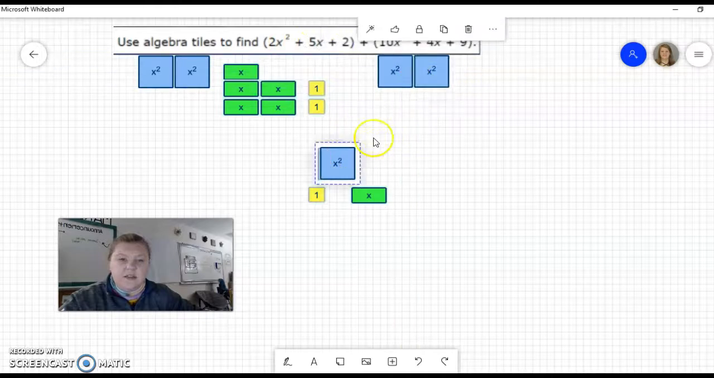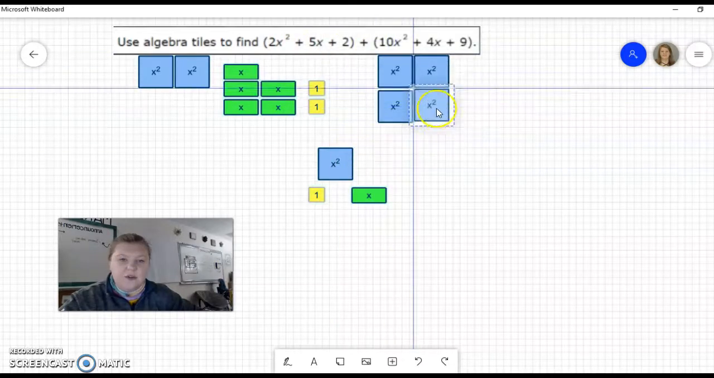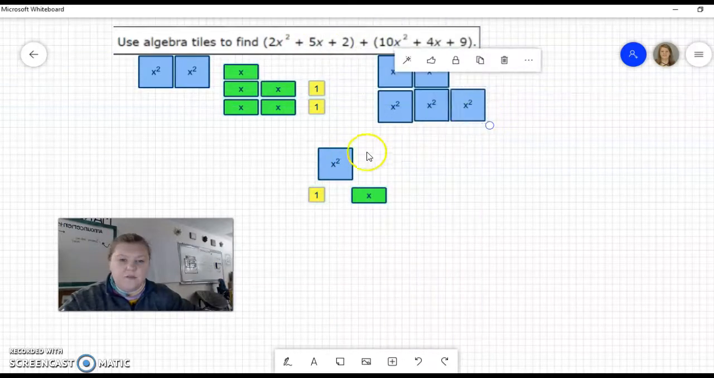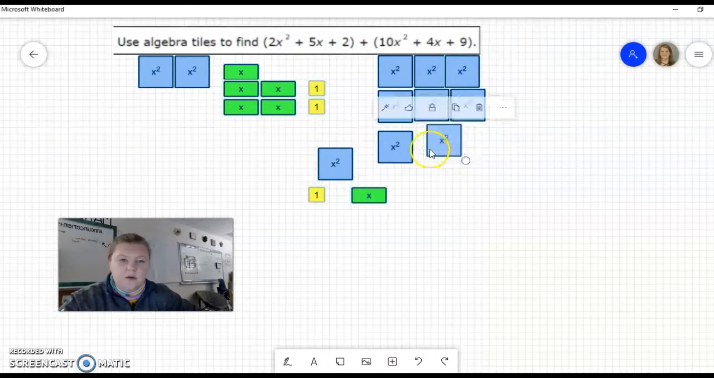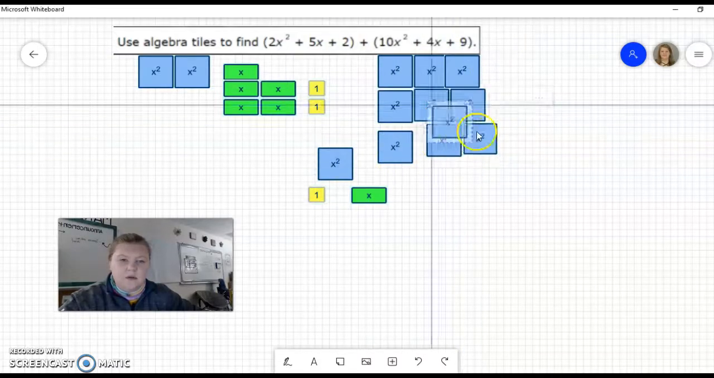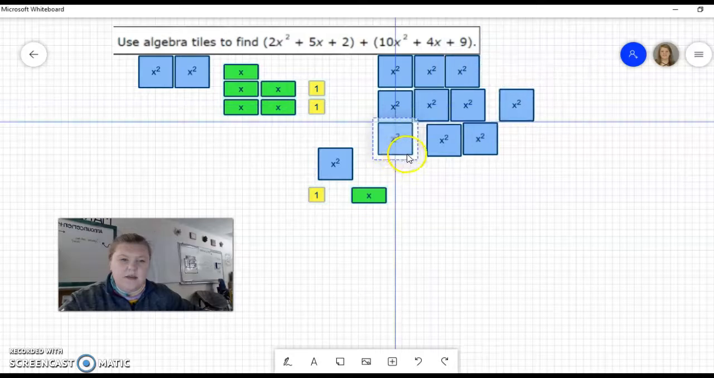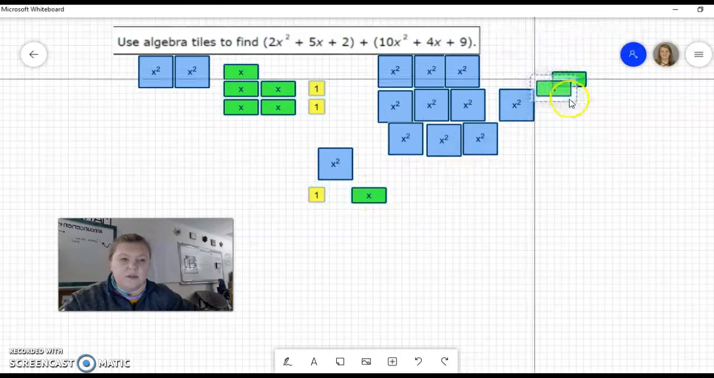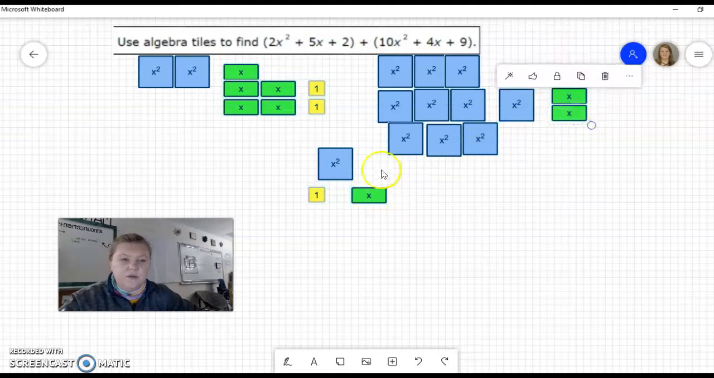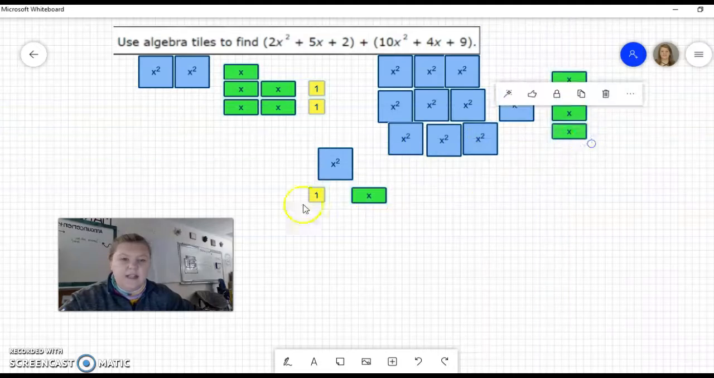So I have 10x squared, so I have 10 of those. All right, so there's 10. Okay, plus 4x, so 4 of those, plus 9.